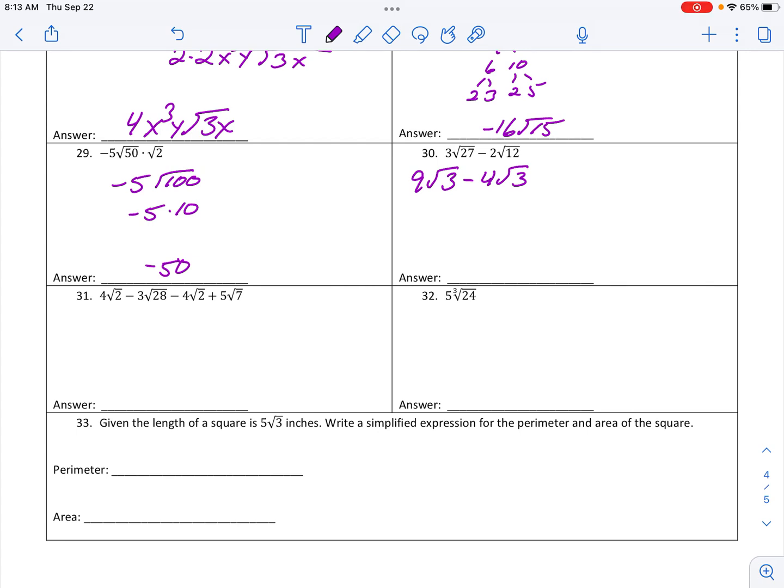Check your work. I believe that should be it. Now we have like terms. 9 minus 4 gives me 5. Remember, it stays as root 3.